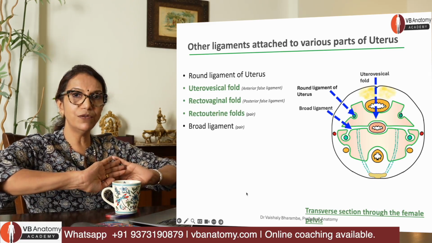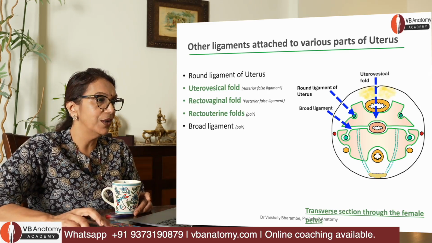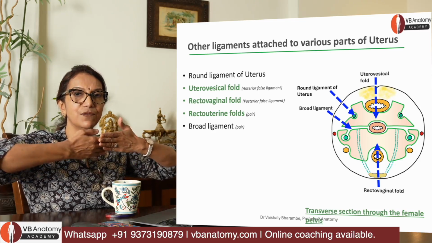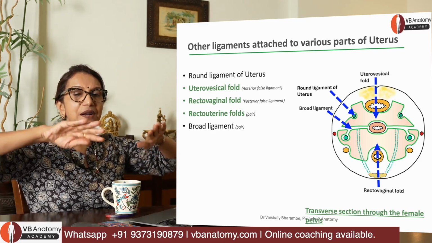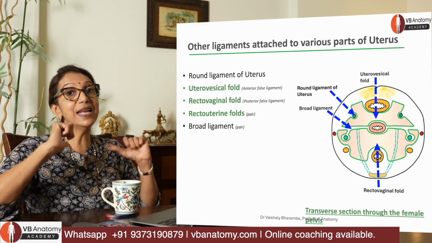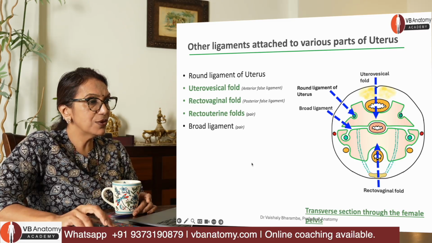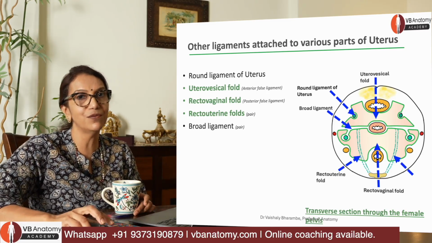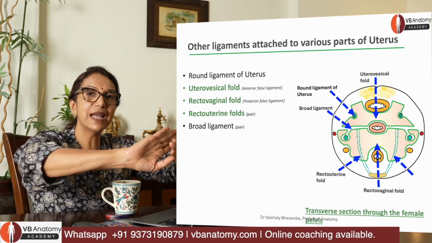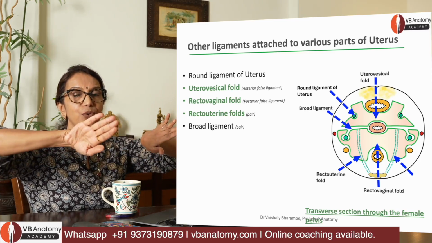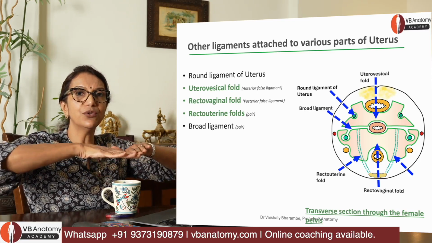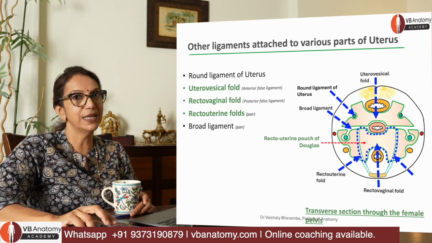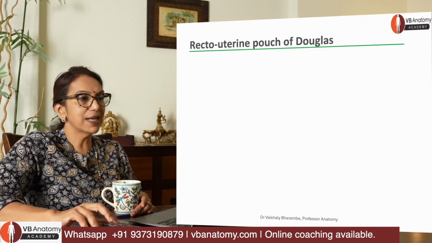Similarly, from the posterior wall of the uterus on to the rectum, another fold called the rectovaginal fold. And as the peritoneum creates this fold, it also passes laterally and drapes itself over the uterosacral ligaments. As it drapes the uterosacral ligaments, it results in formation of two folds which are called the rectouterine folds. Uterovesical, rectovaginal, rectouterine. Between the rectovaginal and rectouterine, there is a fossa formed which we call the rectouterine pouch of Douglas. So let's briefly discuss this pouch.